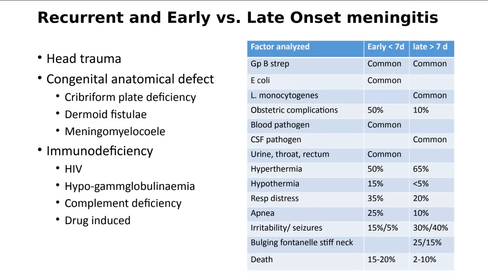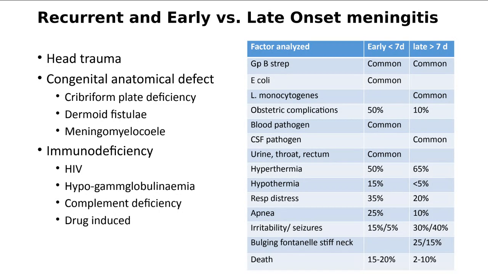Recurrent meningitis can present as well with early versus late onset meningitis, as shown here. Now, head trauma, as I mentioned, will cause meningitis, as will congenital anatomical defects, which link the skin or the mucosae of the pharynx or the skin around the anus to the CNS through, for example, a meningomyelocele or an omphalocele or something like that. Immunodeficiencies, as I mentioned before, will also predispose to recurrent meningitis.